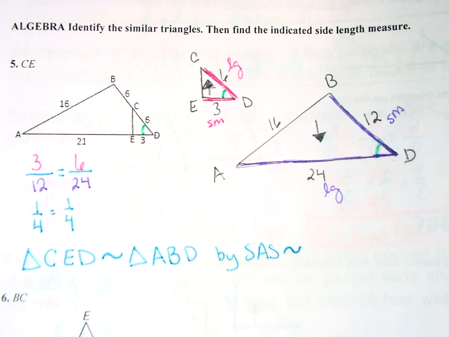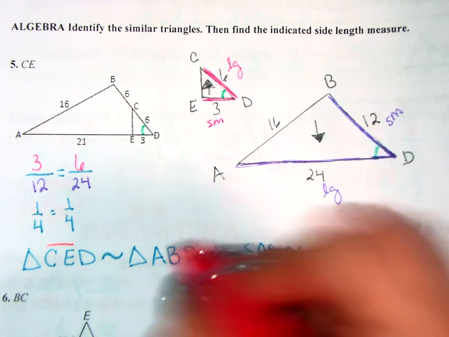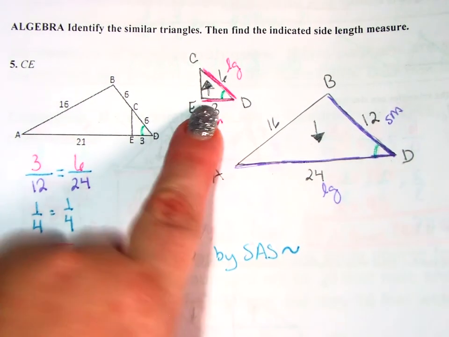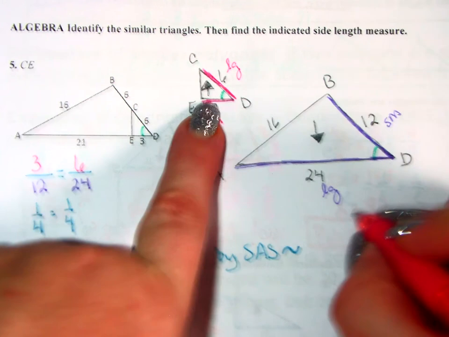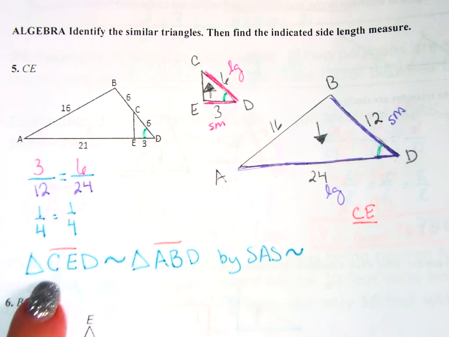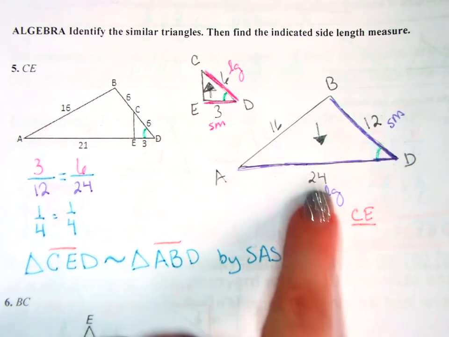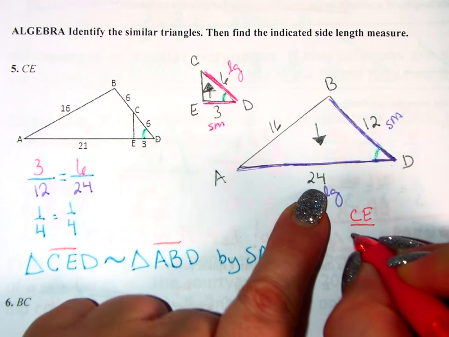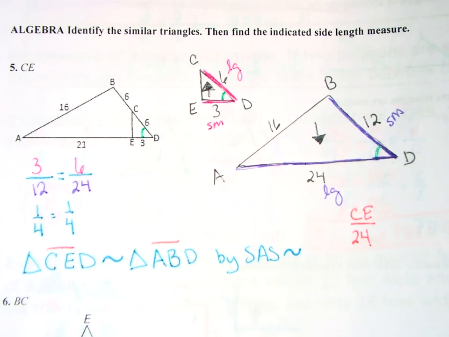Alright, we still aren't done. What do I still need to do? Yeah, it wanted me to find CE. When I look over here, I know that CE corresponds with what? AB. So CE is in my up arrow triangle, so it's going to go on top. And it matches with AB, which is in my down triangle, so it's going to go on the bottom. And what should that fraction reduce to? The scale factor, 1/4.